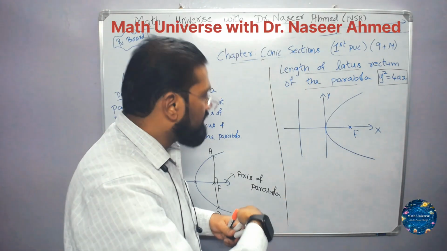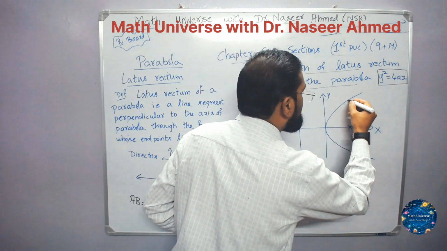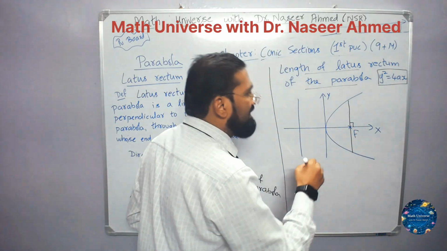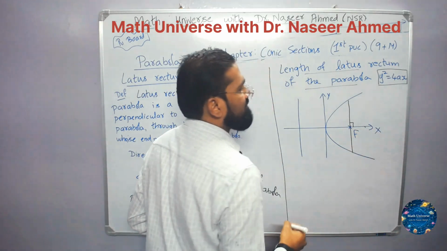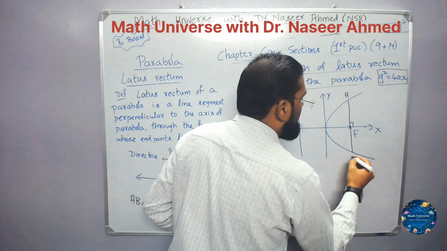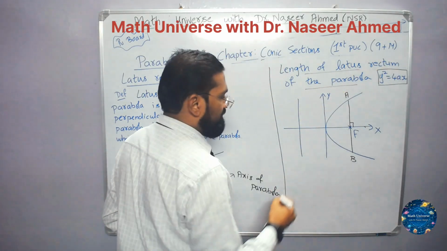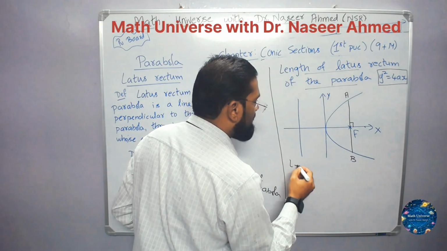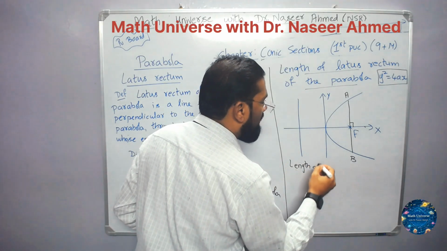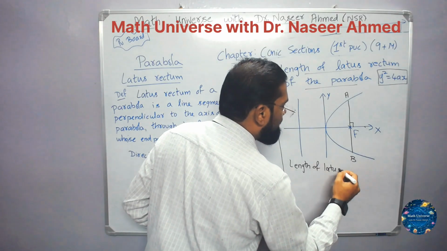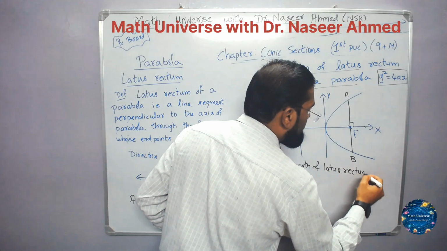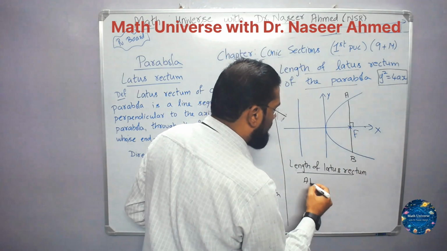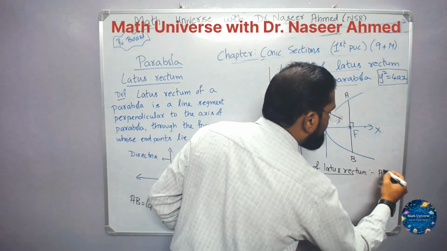Now, latus rectum will be here, passing through the focus and perpendicular to the axis of parabola, and here the axis of parabola is the x-axis, and here A, B. I want to find the length of latus rectum, and that is AB here. I want to know what is the length of AB.